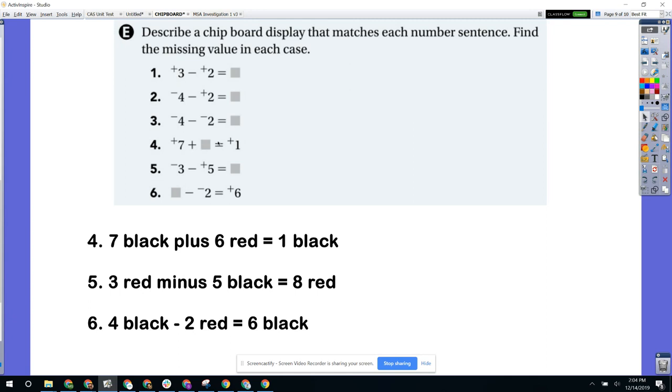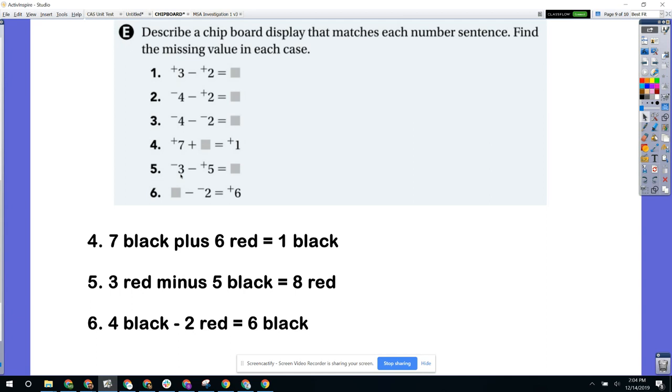We're going to add something, and we're going to end up with a smaller number. We're going to end up with +1 instead of +7. And the only way to do that is to add negatives. So we're going to add 6 red chips to end up with 1 black chip on the board. All right, that's number 4.